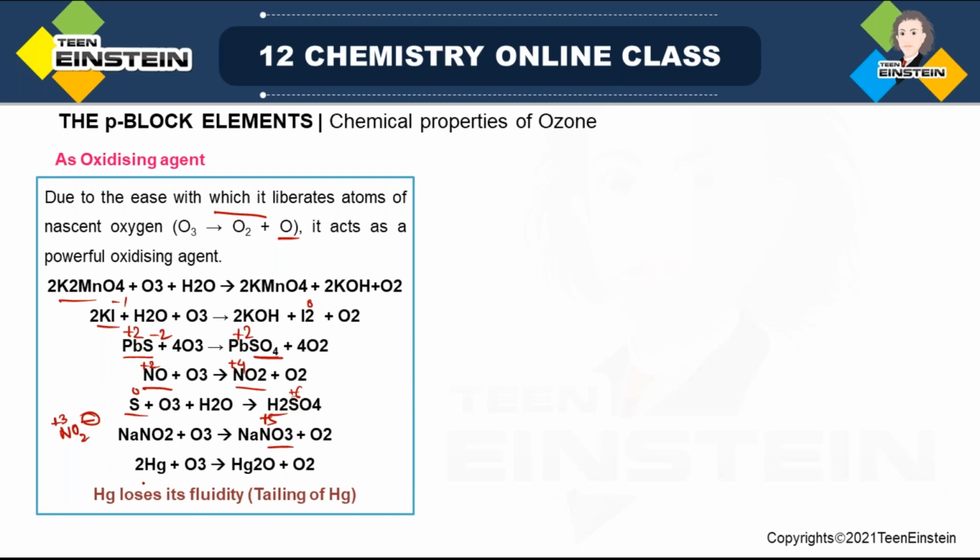And the last reaction, where mercury from the metallic state is converted to Hg2O. And in this reaction, mercury loses its fluidity, because under normal conditions, we know it is fluid in nature. But when it is converted to Hg2O, there is a visible change in appearance. This type of phenomenon is known as tailing of mercury. So a question may be asked: tailing of mercury occurs because of which gas? Then the answer is ozone.